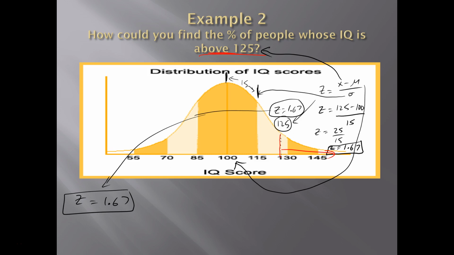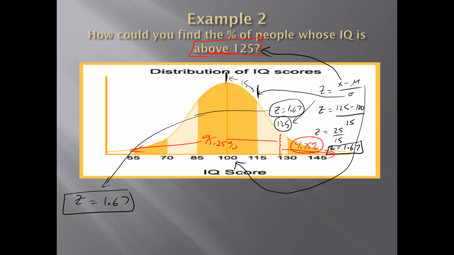So look at that. Does that look like it might be 95% of the data to the right and 5% to the left? Or does it look like 95.25% of your data is to the left, and the other 4.75% is to the right? Okay, so 4.75% of people have an IQ above 125. All right, and that means the other 95.25% have an IQ below 125.